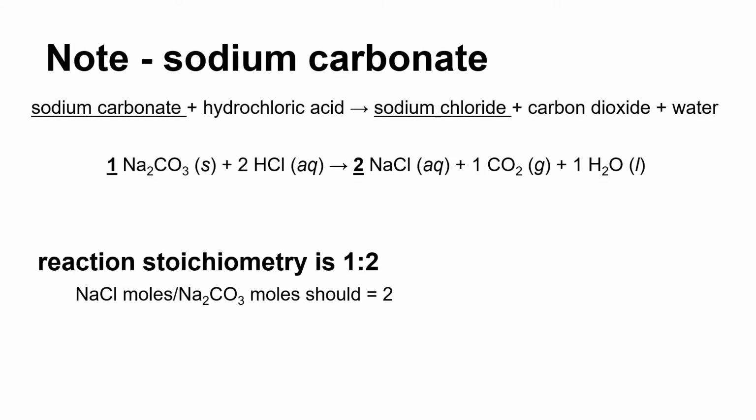Just a note about sodium carbonate, the molar ratio here is not 1-to-1. If you look in the reaction, there are actually 2 moles of sodium chloride per 1 mole of sodium carbonate. So the stoichiometry here is a 1-to-2. So when you divide the moles of salt by the moles of sodium carbonate, you should get a value around 2, not 1 like you did with the sodium bicarbonate. So pay attention to that as well when you are calculating your mole ratios.